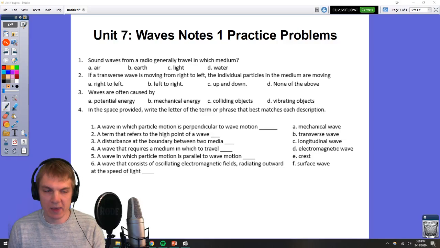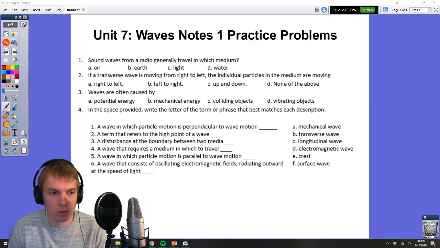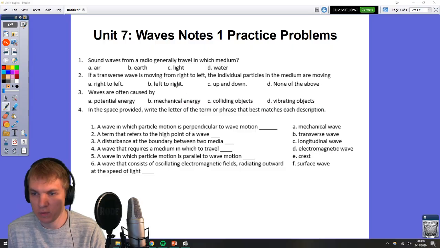Okay, Unit 7 Waves, Notes 1 Practice Problems. There were only a couple of practice problems here, so this shouldn't take too long. Most of these were multiple choice, and then we have a matching section.